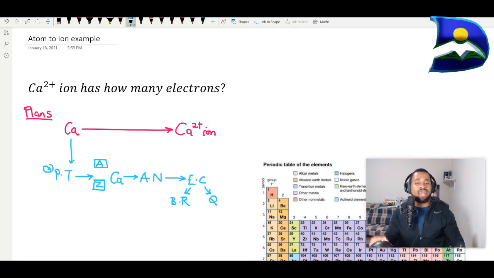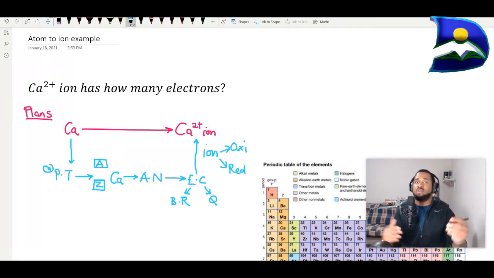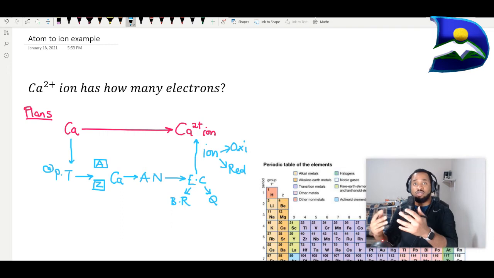And then finally we're going to arrive at the ionic state, whether we're looking at a process called oxidation or a process called reduction, and determine which path calcium passes through in order to become calcium 2 plus ion.